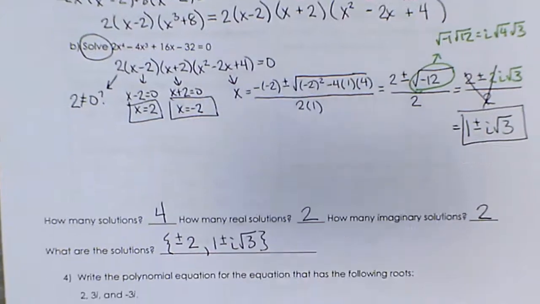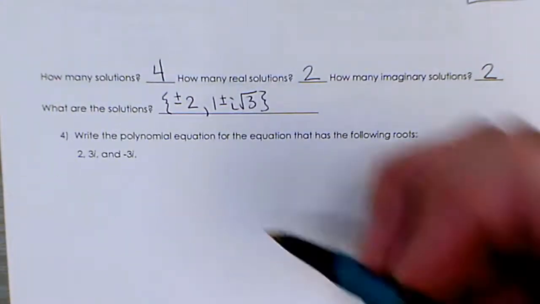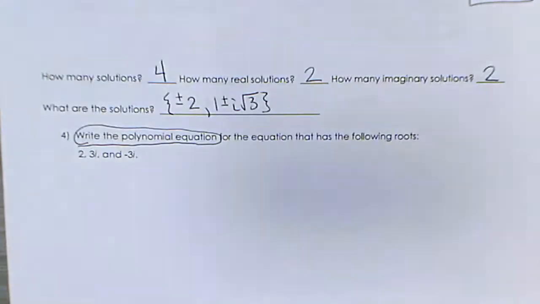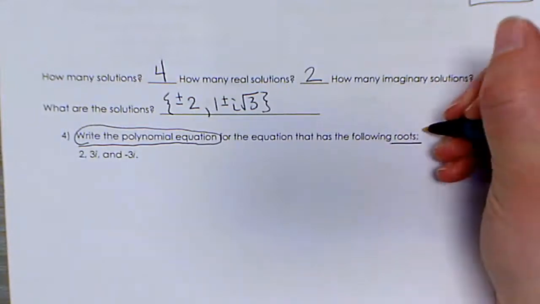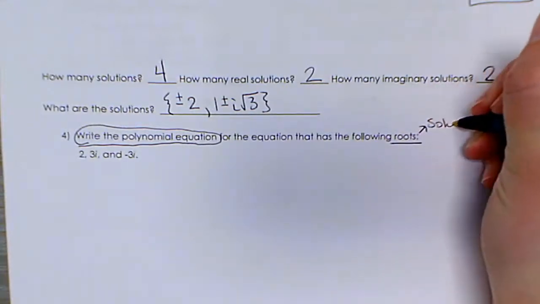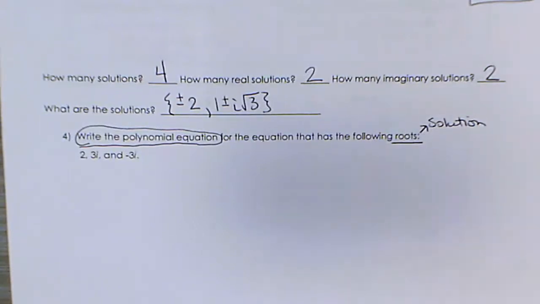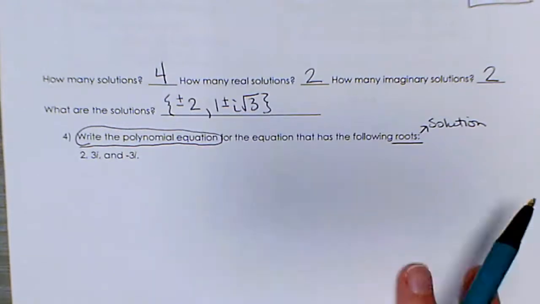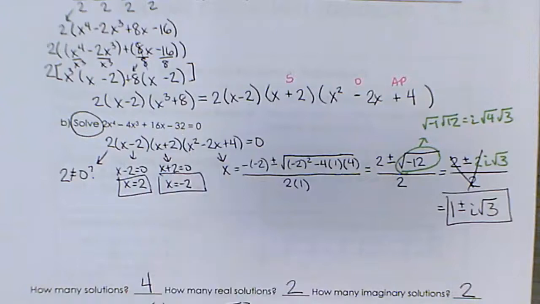Now the last question that we have today is a little different. It says, write the polynomial equation. Not solve it, but write it, for the equation that has the following roots. Remember that a root is a solution. So basically it's asking us to go backwards. It's saying, I'm going to give you these 2 solutions. You need to figure out what the equation is, instead of, given the equation, find the solutions.